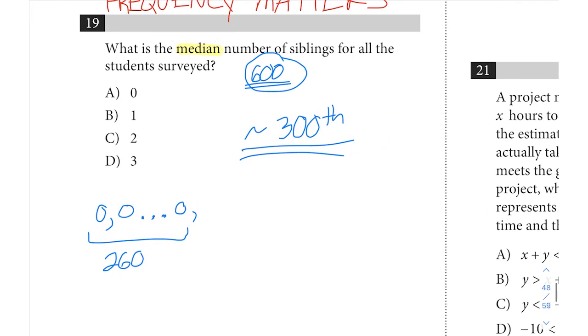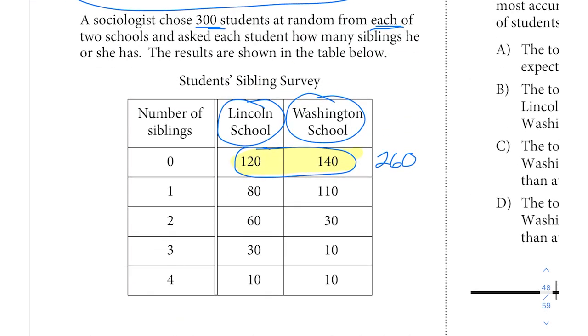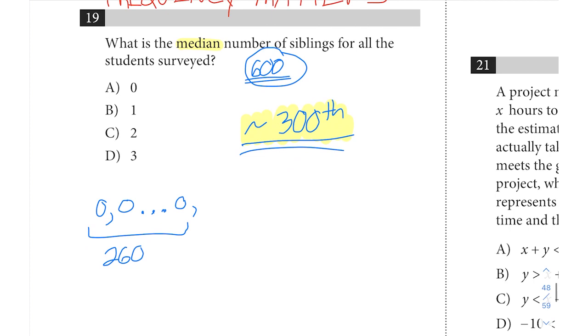So now let's continue from there and see how many results of 1 that we have. How many of the students said that they had 1 sibling? And remember, what we're looking for here is we're looking to try to find what the value of this 300th term would look like. So if we look at our 1s, we can see in here that that's a total of 190 more results, which means that we would write 1, 1, 1, 1, 1, 190 times.